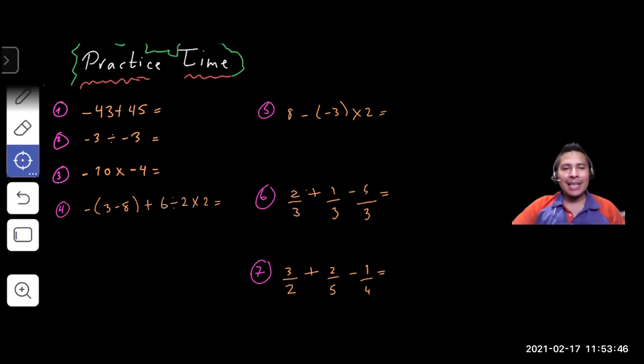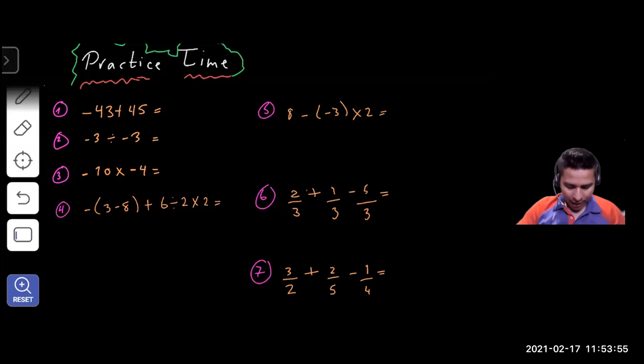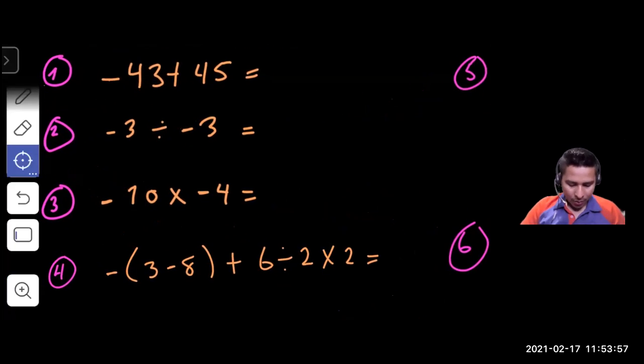Perfect. In today's class, guys, what we're doing is just having some practice of all the things we have learned in the previous classes. First of all, let's get started with this, which is a simple addition, guys. We have negative 43 plus 45. My goal is to answer that, guys.